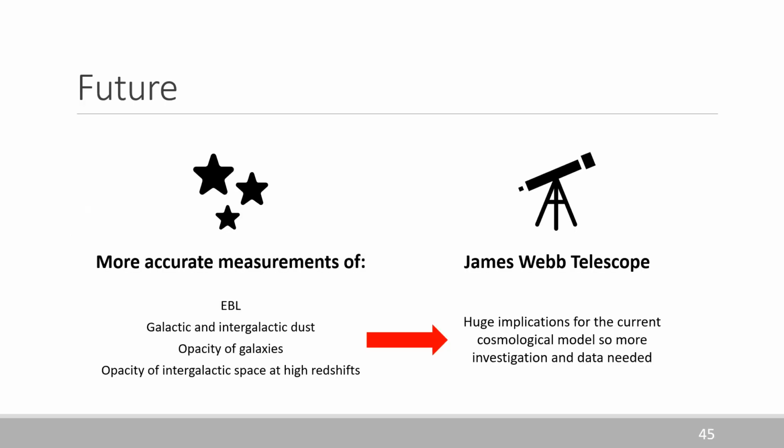As for the future of this theory, he notes that more accurate measurements are still needed, like measurements of the EBL, galactic and intergalactic dust, and opacity of galaxies in intergalactic space. And in particular, some of these measurements could be taken with the James Webb Telescope in the future. And it can also be stressed here that if the CMB is truly due to intergalactic dust and is not a relic of the Big Bang, this would have huge implications for the current cosmological model, so it would be important to get more data for this and investigate this further.